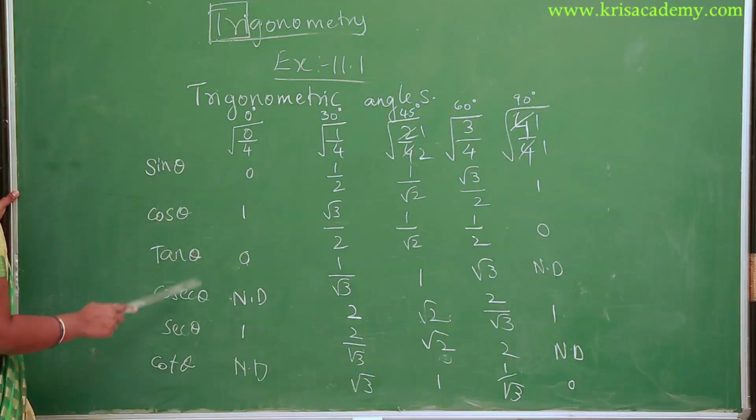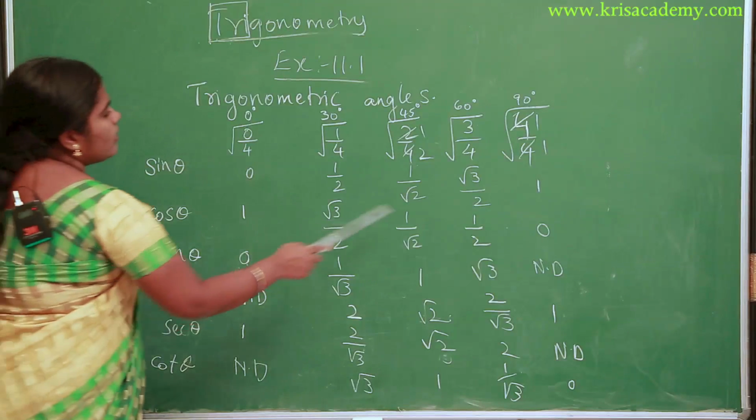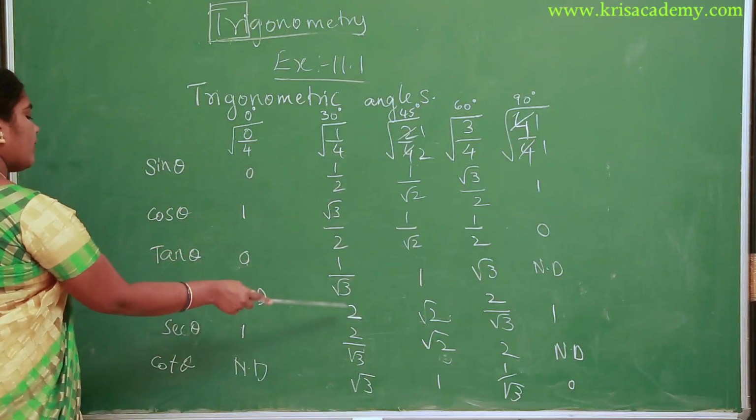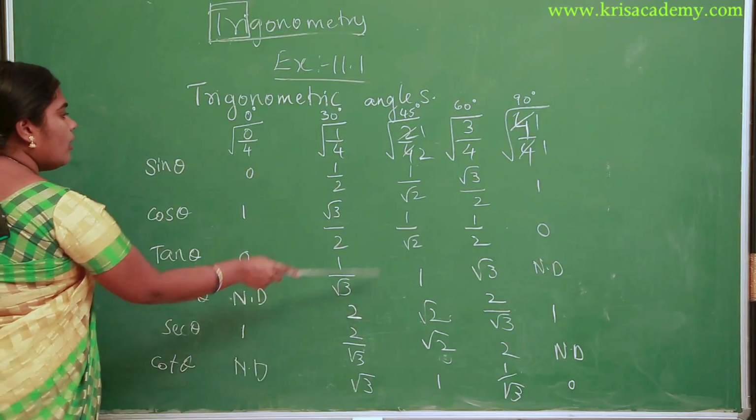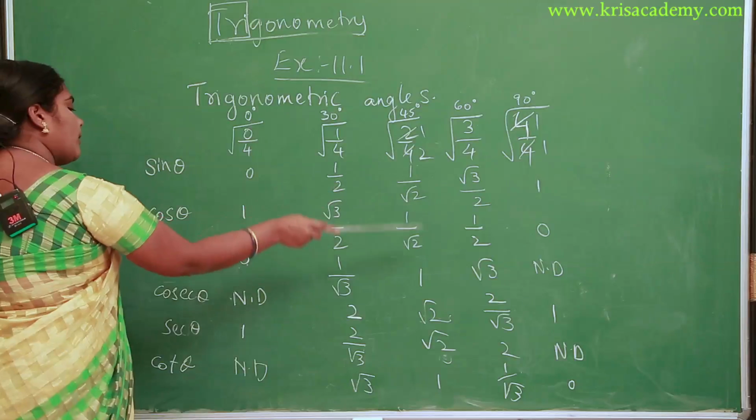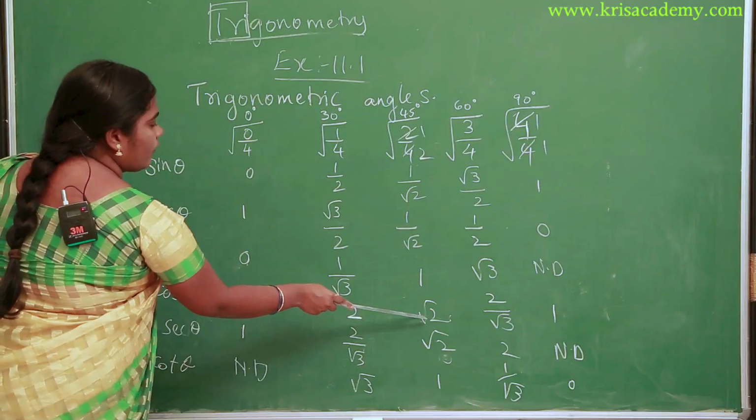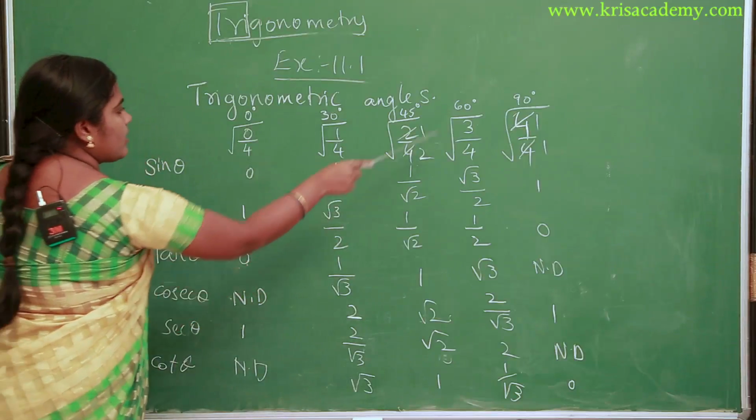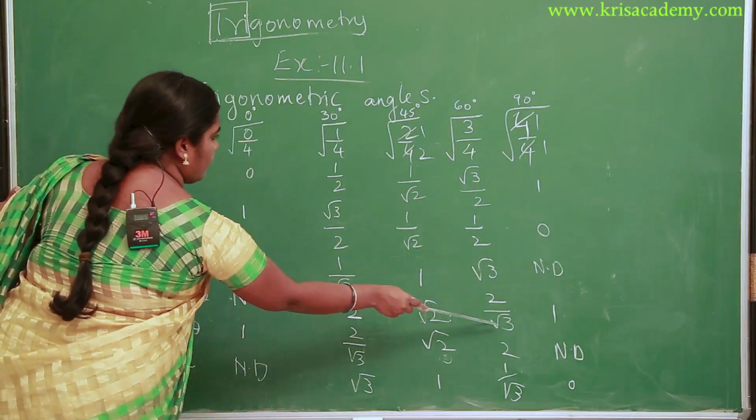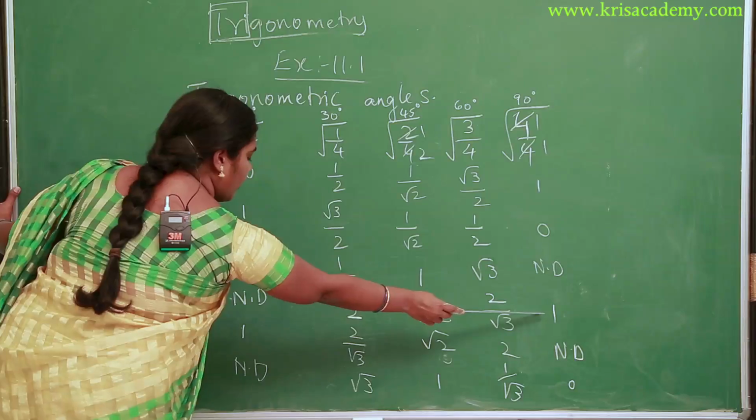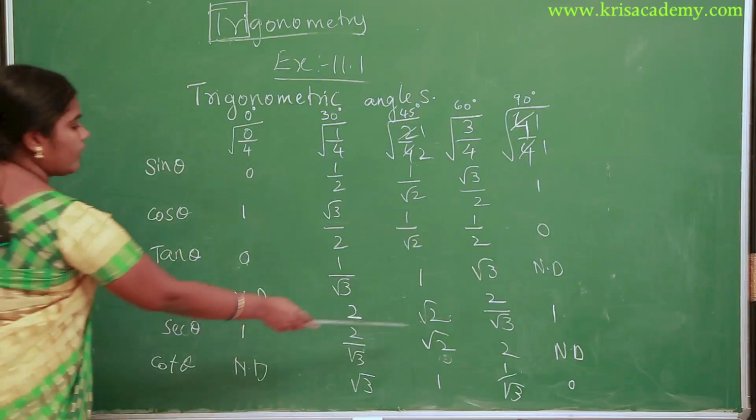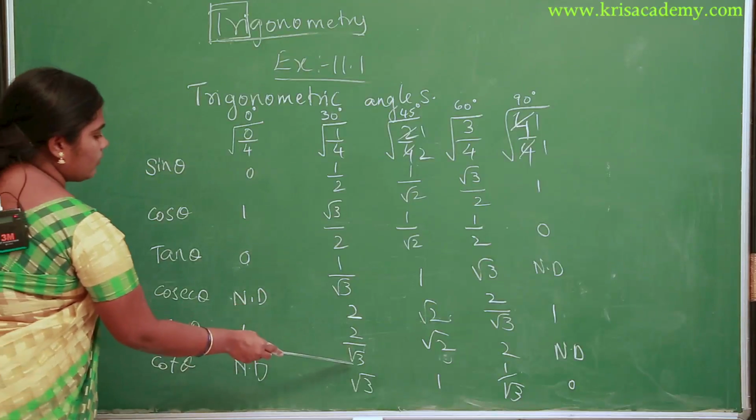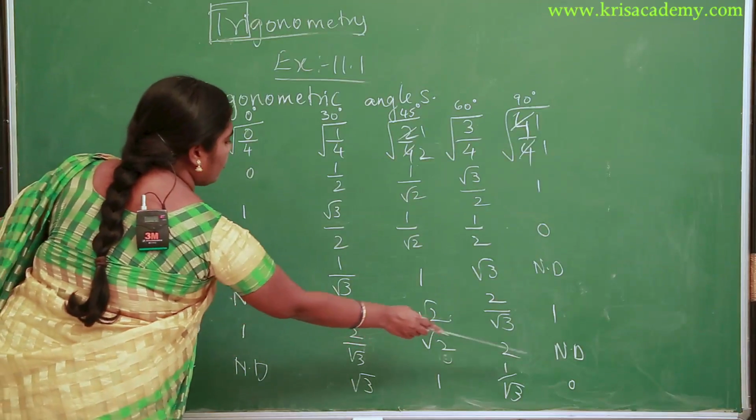So the reciprocal of sine is cosecant. Sine 0 is 0, so 1 by 0 is not defined. 1 by 2 will become 2 by 1, which is nothing but 2. 1 by root 2 reciprocal is root 2 by 1, so cosecant 45 degrees is root 2. Sine 60 is root 3 by 2, which means cosecant 60 will be the reverse, 2 by root 3. Sine 90 is 1, so 1 by 1 is nothing but 1. Now we got cosecant, write the reverse of cosecant and we will get the secant angles: 1, 2 by root 3, root 2, 2, not defined.